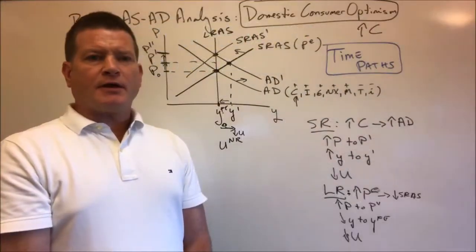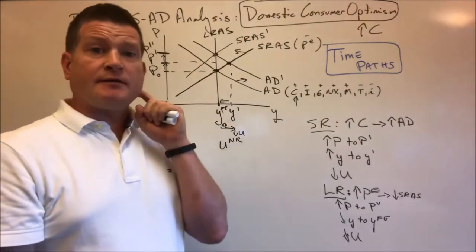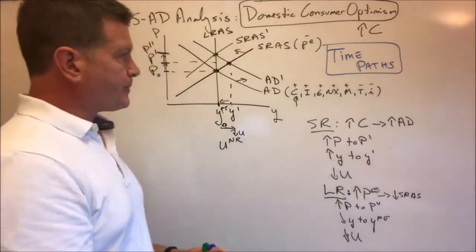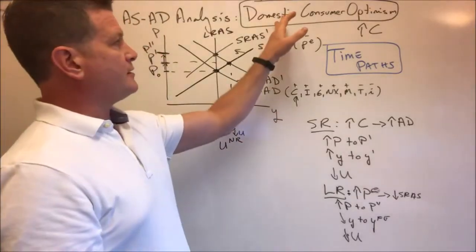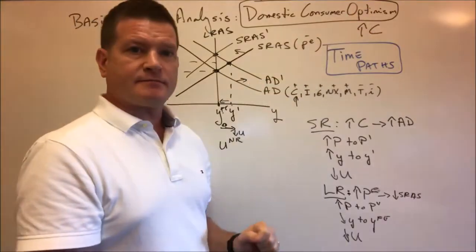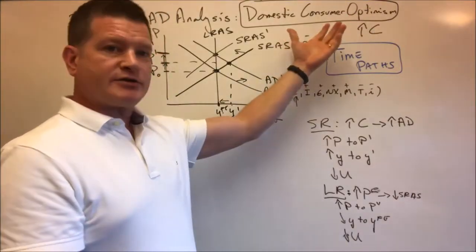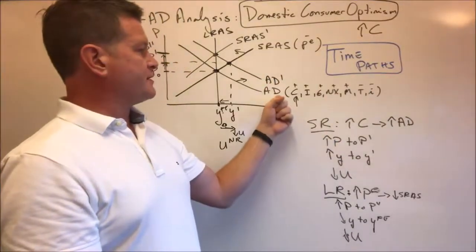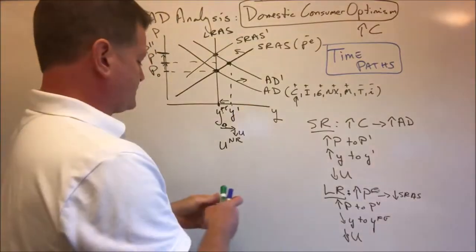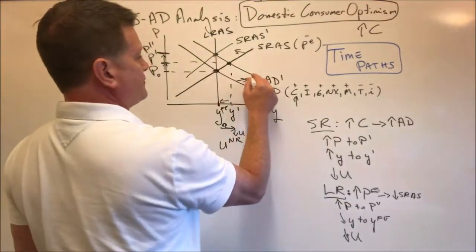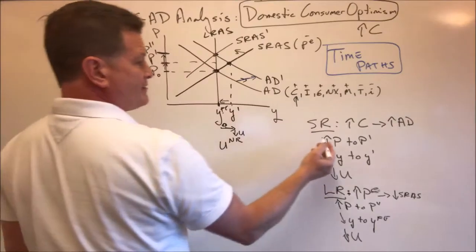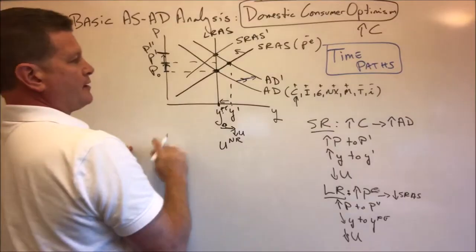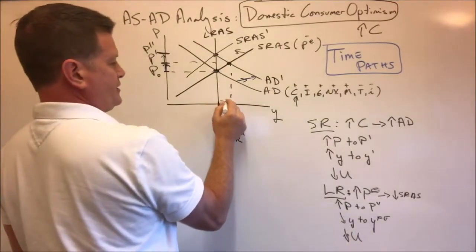In this next video, I'd like to take the analysis we've done and show how to make time paths out of that. So, reviewing, we had a domestic consumer optimism shock. That shock we translated into higher consumption at home. That higher consumption, we know, increased aggregate demand. So aggregate demand went from here out to here. That pushed up the price level and pushed out GDP.